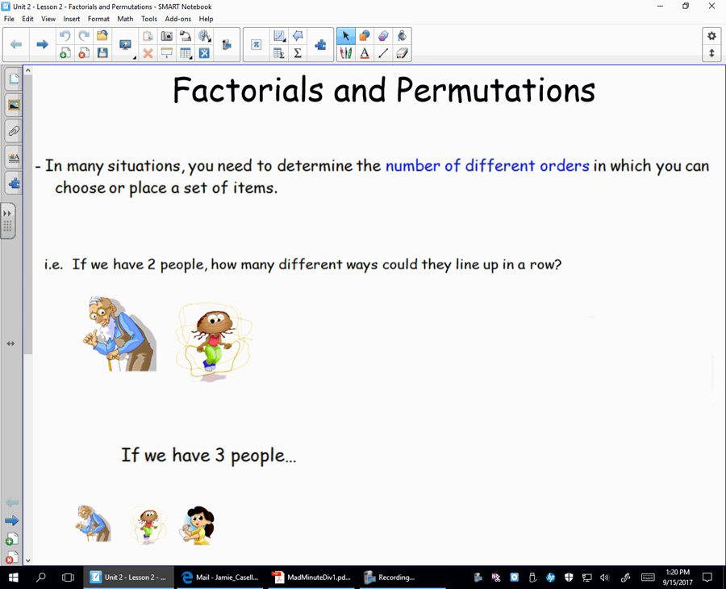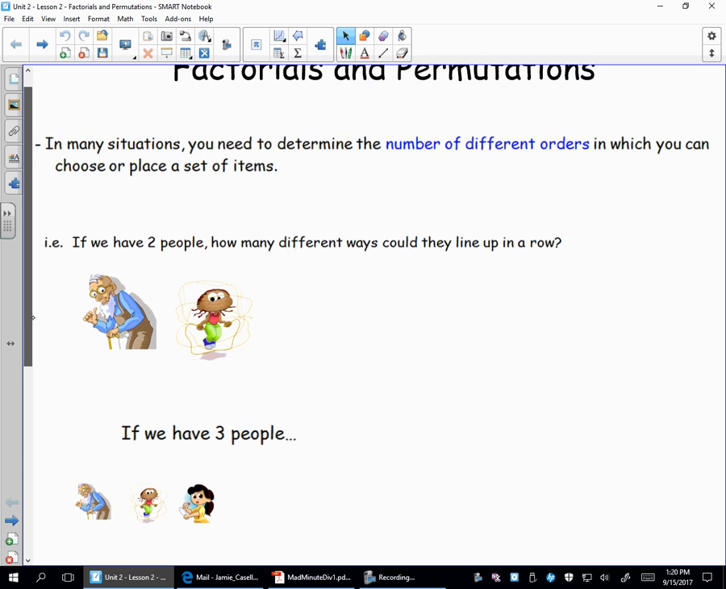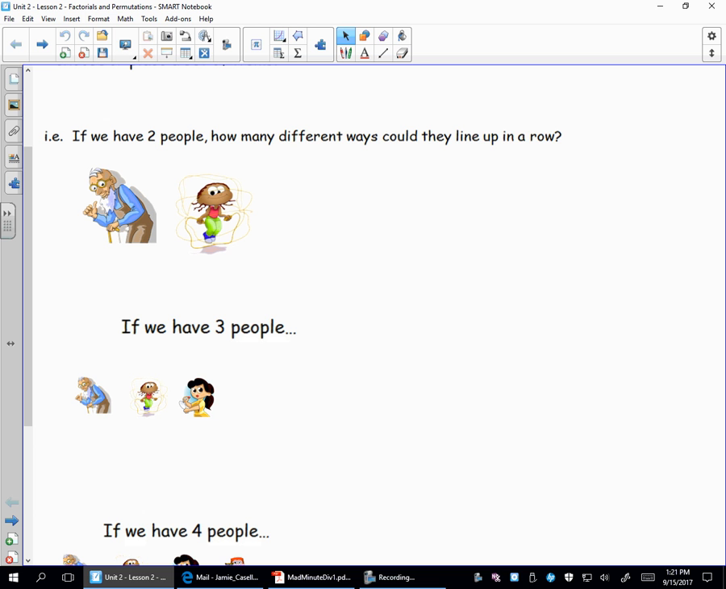In this lesson, we're going to continue our examination of counting techniques. We're going to start off by looking at situations where we have different orders, and we need to put things into those different orders. So we'll start with a little example here. We have two people, this old man and this little girl skipping rope, and I want to know how many different ways can they line up in a row.